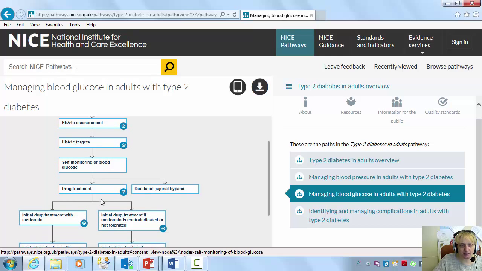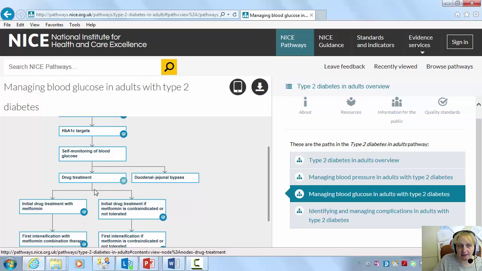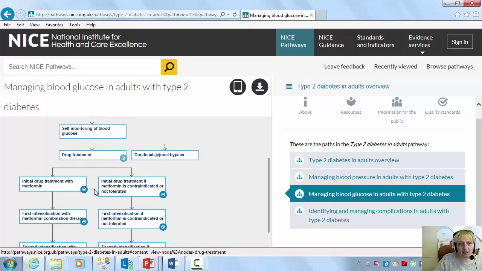Okay, so coming down here, we've got drug treatment. This has to be prescribed by a doctor, so therefore the GP must work as part of the multidisciplinary team. And here, when you're talking about the D2 and the strategies, you can see it could go either one or two ways. It says here initial drug treatment with metformin, which is my drug of choice at the moment. I'm on metformin 500 milligrams 4 times a day, I'm prescribed. I'll get to that in a minute.